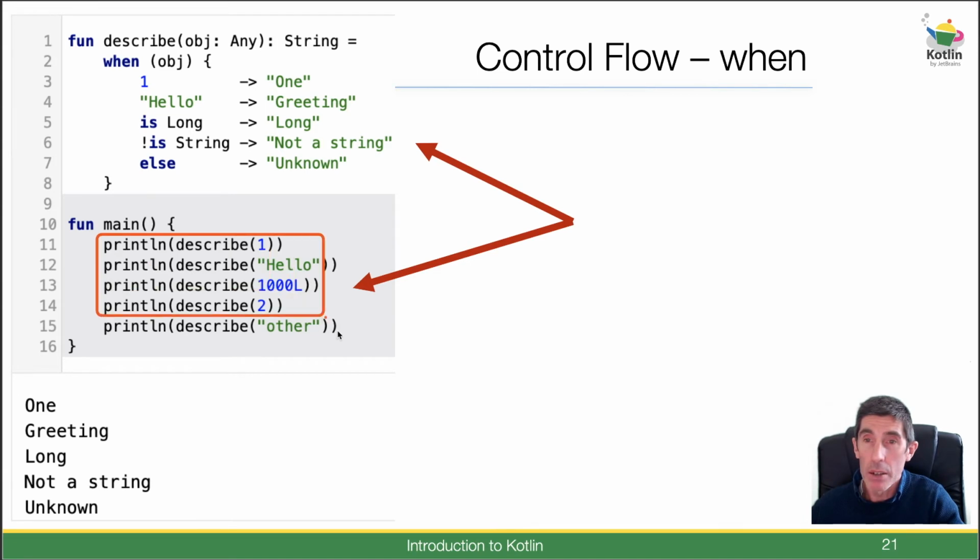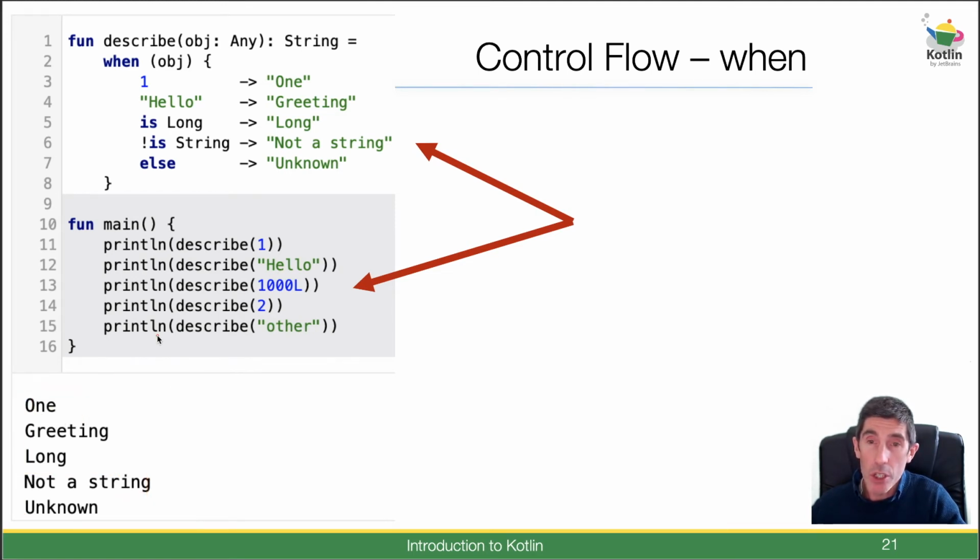In terms of inside the function itself, we can see here some basic println statements, calling the function, passing in describe, the value 1, describe the text hello, a long value of 1,000, the number 2 as an integer, and another string just called other. And you can see the values there. Initially we get 1 printed out because that's what was expected.